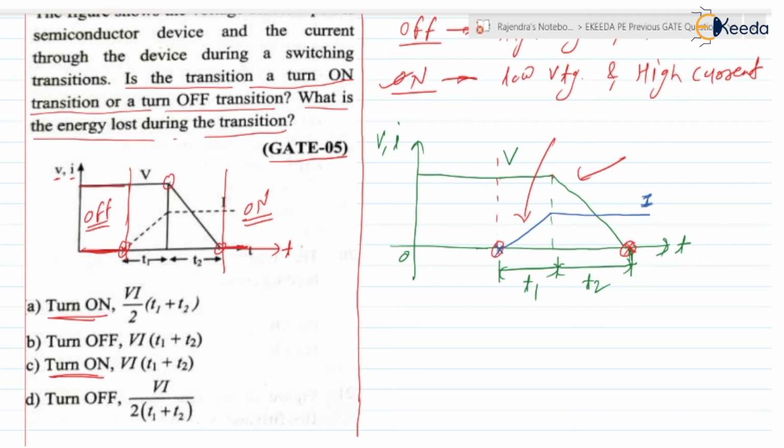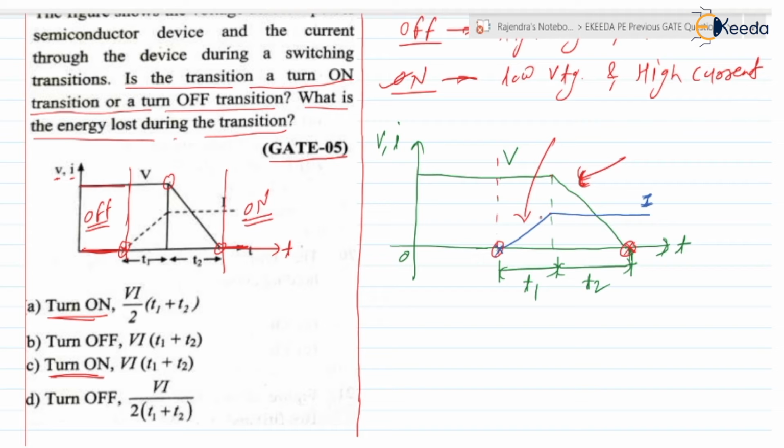Because before this instant the voltage is constant, and after this we have a linearly decreasing waveform of the voltage. So how to write the expression for this waveform? And also before this instant the current is 0, after this instant the current is increasing till t1. So here we can write the expression as this is the linearly increasing.